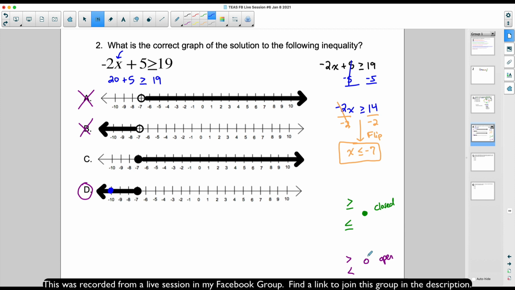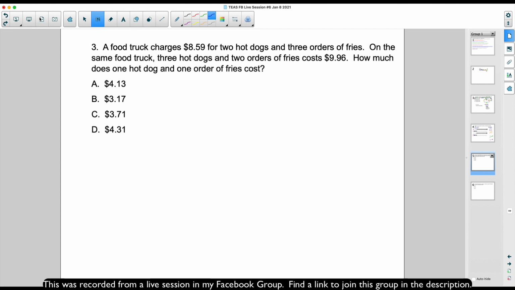So I'm going to go ahead and go to question number 3. I'm trying to follow most of the questions. Sorry if I missed some of them. But let's go ahead and jump on to number 3. Word problem involving a system of equations.